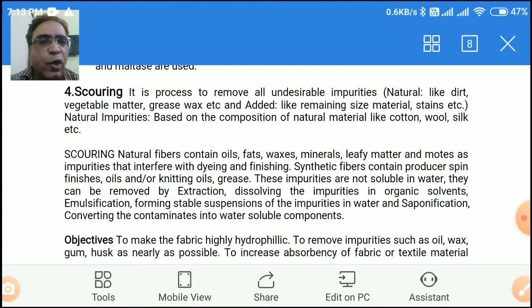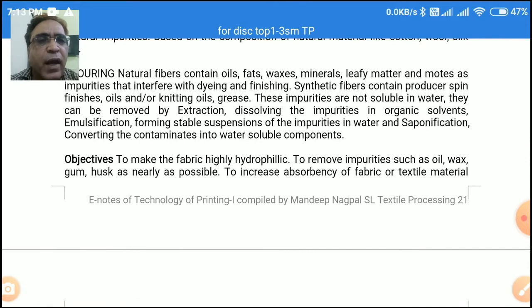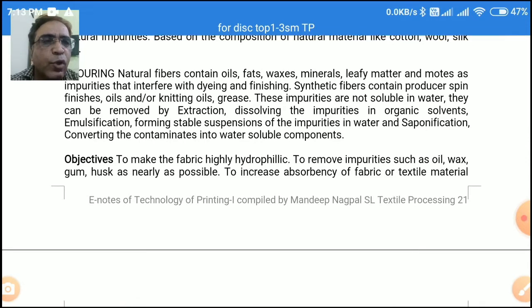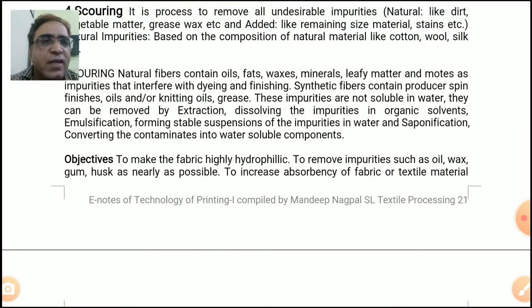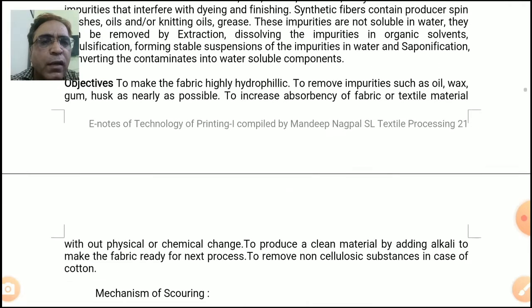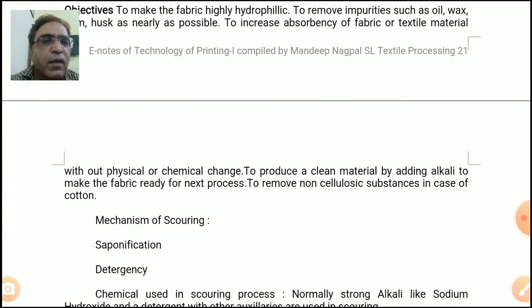So the objective of scouring is basically to make the fabric highly hydrophilic and to remove impurities such as oil, wax, gum, husk to the maximum possible. So to increase the absorbency of the fabric or the textile material, we carry out the scouring process. So to produce a clean material by adding alkali to make the fabric ready for the next process.